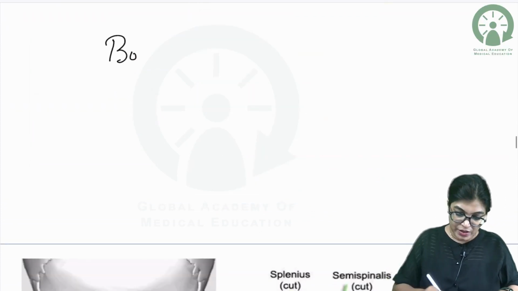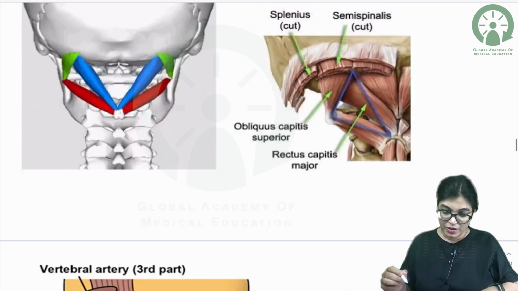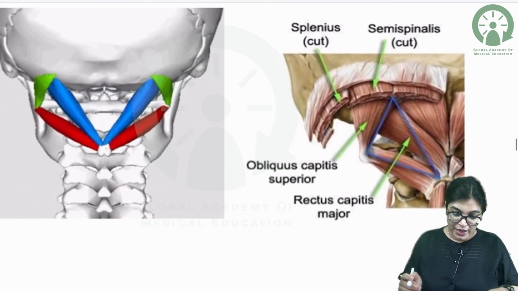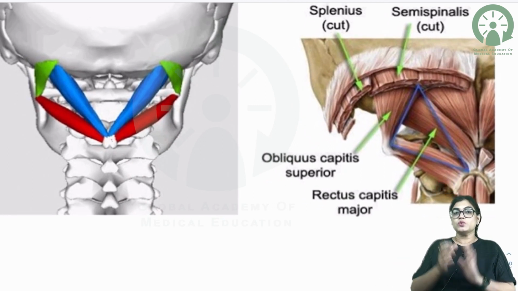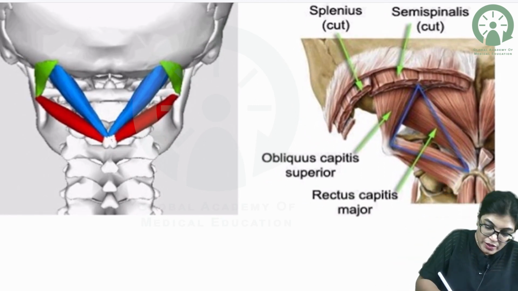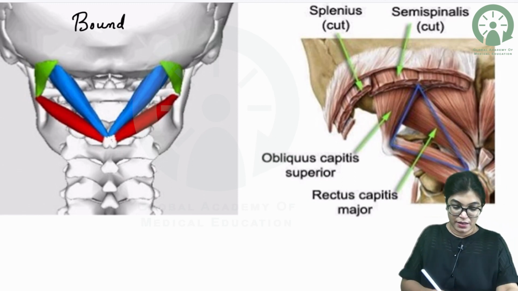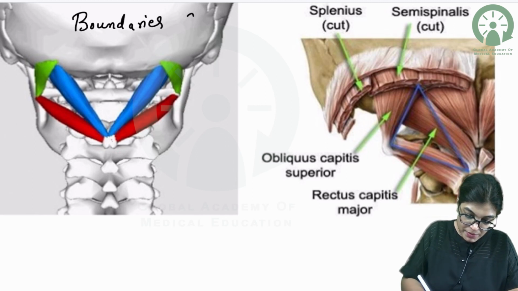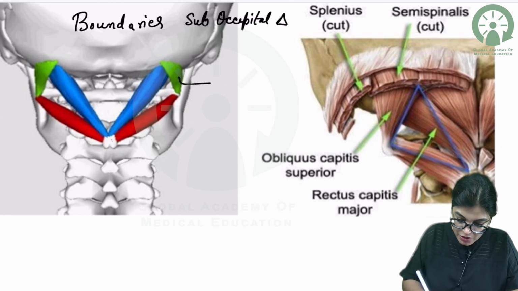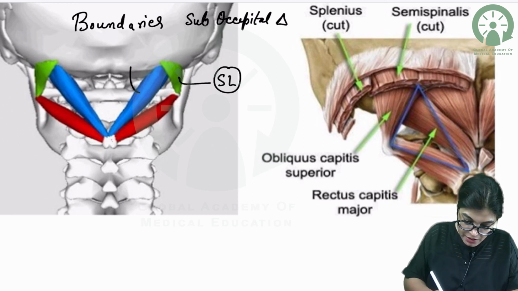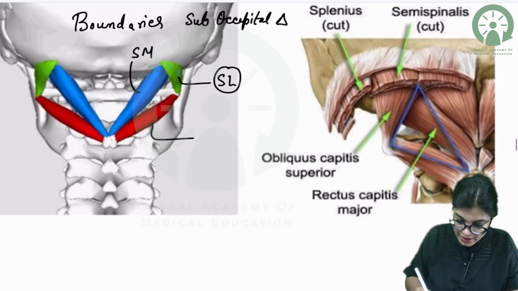So very nicely you can see this image and you can understand. One more image I want to show you. So I will write the boundaries here so that it becomes very easy for you to understand. You can write on the heading boundaries of suboccipital triangle. So this is suprolateral boundary, this is supromedial boundary, and this is inferior boundary.